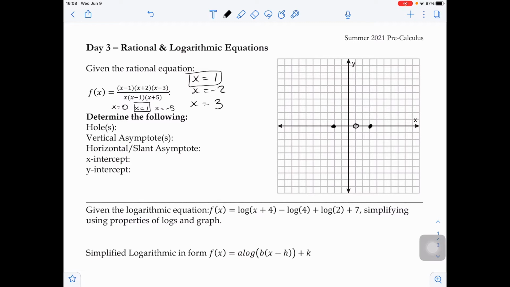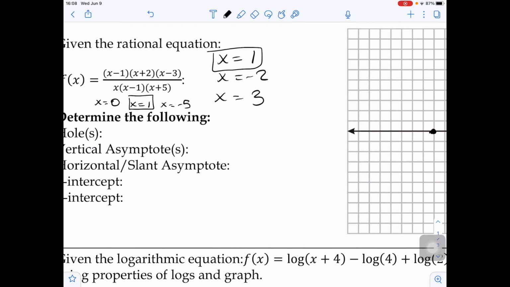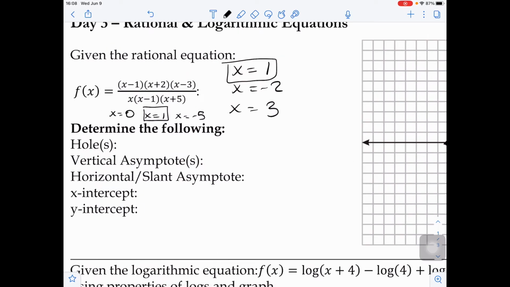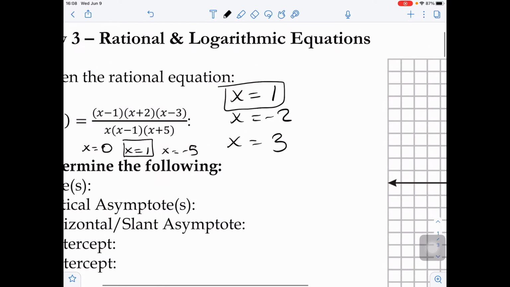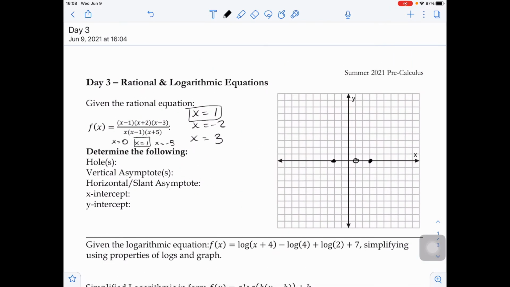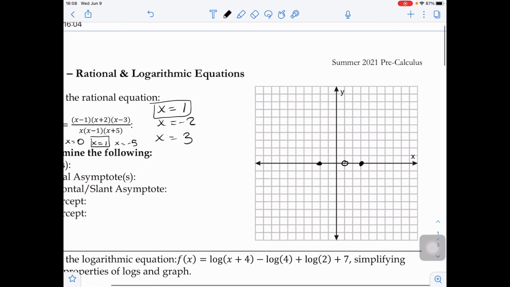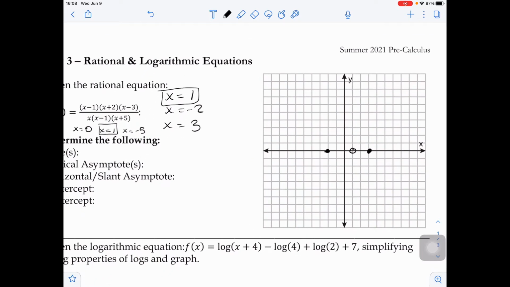If you see this, we can see that since there are 3 x's here and 3 x's on the bottom, the degree on the top is the same as the degree on the bottom, which would mean that the asymptote has to be y equals 1. And then, of course, you have the vertical asymptotes on the bottom as well.